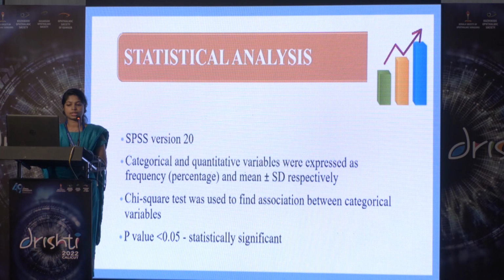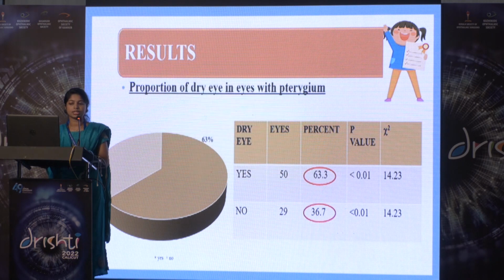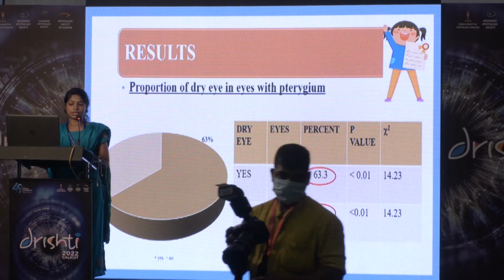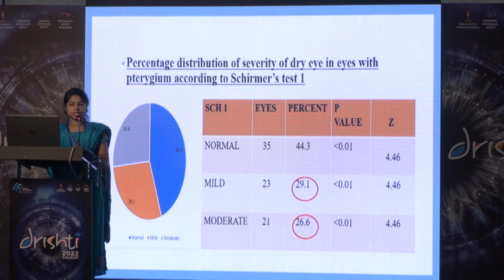The statistical analysis was done with SPSS version 20. Categorical and quantitative variables were expressed as frequency and mean with standard deviation. The chi-square test was used to find the association between categorical variables, and p-value less than 0.05 is considered statistically significant. The result was 63.3% had dry eye, that is 50 eyes had dry eye, and 36.7% do not have dry eye. And severity based on Schirmer's test 1, 29.1%, that's 23 eyes, had mild severity, and 26.6%, that is 21 eyes, had moderate severity.